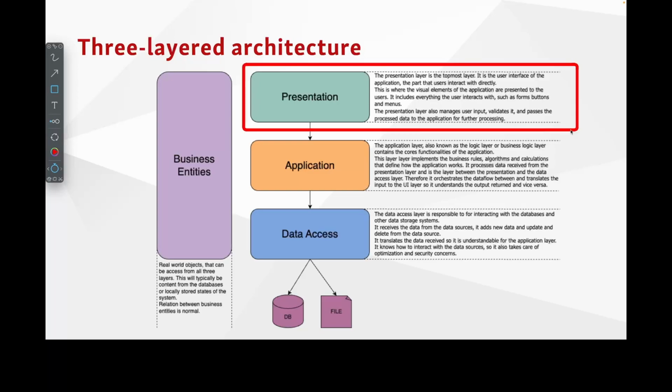So this is where the components that the user interacts with are living. This is the visual part of the application that is presented to the user. It includes everything that the user interacts with, such as forms, buttons and menus and so on. The presentation layer also manages user input, validates it, and passes the processed data to the application layer for further processing.